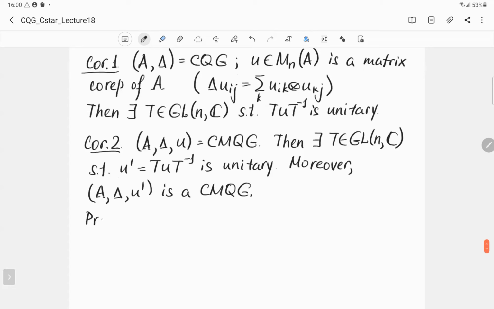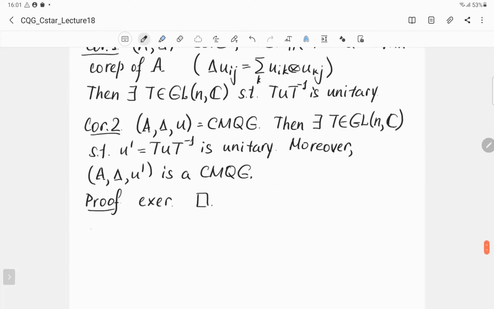The proof is a simple exercise. Actually, we already know that we can find T such that this matrix is unitary. So the only step is to show, what has to be proved is that if we replace U by U prime, then the axioms of compact matrix quantum group still hold. But this is very easy. This is a simple computation. And in this situation, it's natural to identify these two compact matrix quantum groups. This is a standard convention.